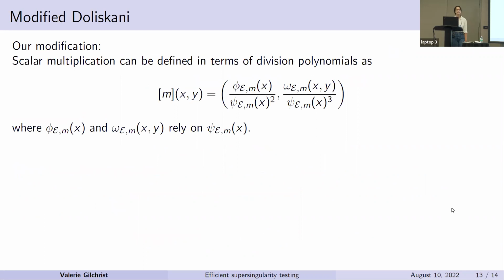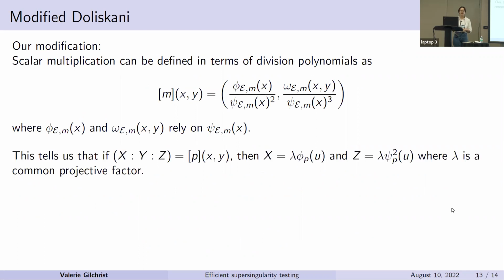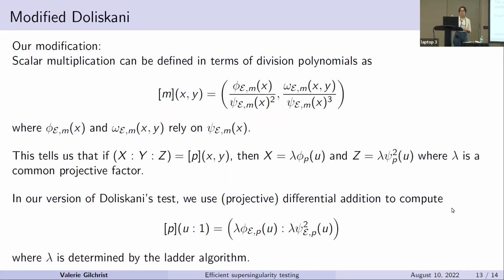So we only have one modification here, but it ends up working quite well. What we notice is that scalar multiplication of points over elliptic curves can be written in terms of division polynomials. In particular, projectively, if you compute a scalar multiplication of a point, the z coordinate is explicitly the pth division polynomial up to a projective factor lambda. So we use differential addition to compute the multiplication by p of our random point. We also explicitly computed what the projective factor would be, and so that way we can check whether the pth division polynomial at u was constant or not.